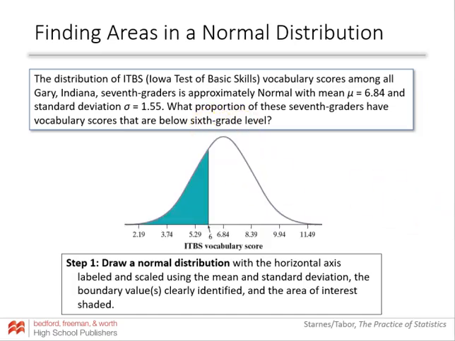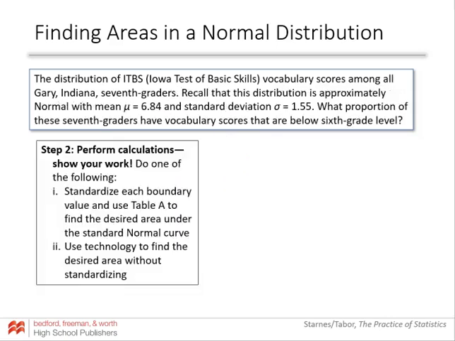So the first thing we're going to do is draw the curve. All right, it has a mean of 6.84, and then -1 standard deviation, -2, -3, +1, +2, +3. We're looking at 6th grade, so that would be equal to 6, and we want to know below 6th grade, so that's why we're shading to the left. Okay, now for our calculations.